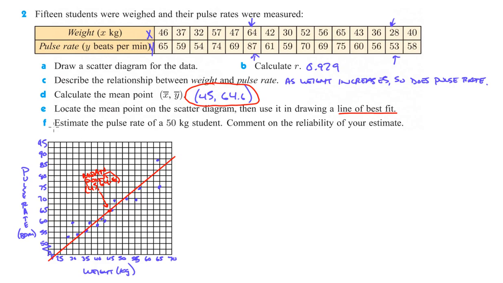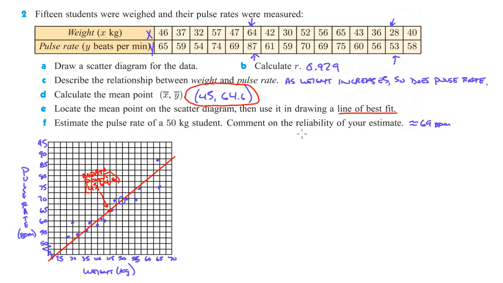Okay, use this to estimate the pulse rate of a 50 kilogram student. Comment on the reliability of your estimate. So 50 would tell us it's about right here, which looks like just under 70, so we'd say about 69 beats per minute, okay?